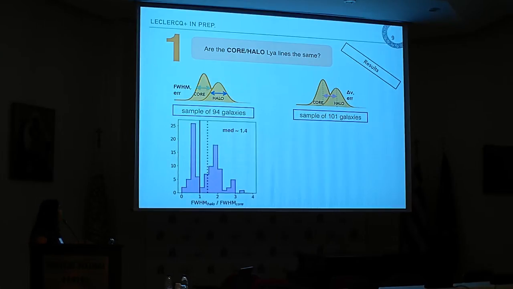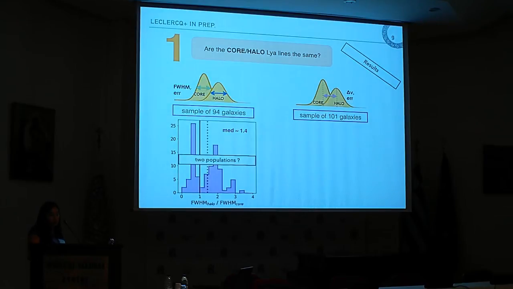Now, if you look at the single galaxy, I just plot here the ratio between the width of the line in the halo and the width of the line in the core, and this is what I get. In median, you can see that yes, the Lyman alpha line in the halo is 1.5 times wider than in the core. But what is interesting here is that the distribution seems double peaked, right? So we also have many galaxies that show that the line in the halo is narrower than the line in the core.